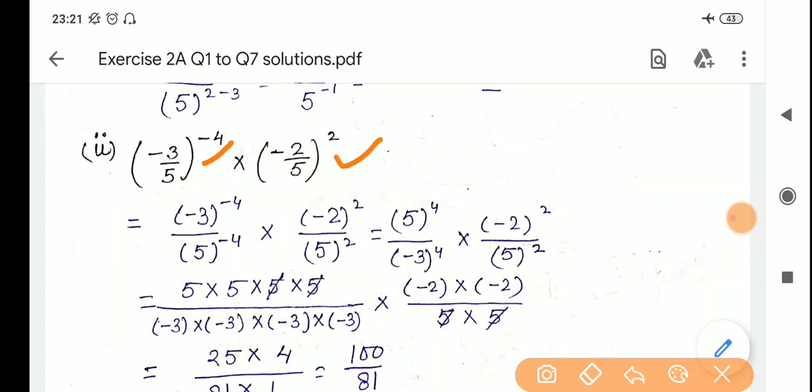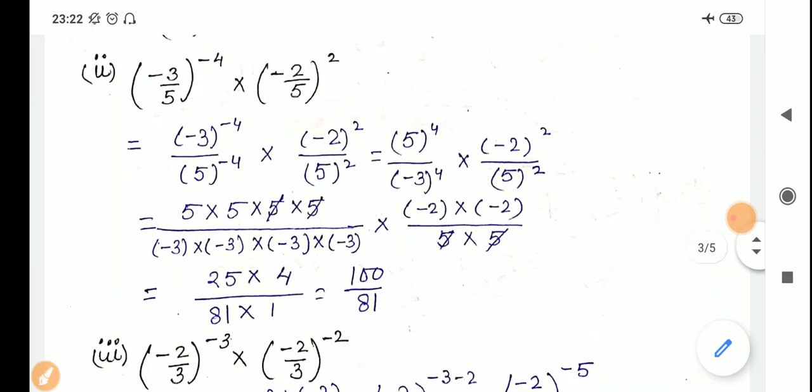Correct? So what we will do, we will just open the question. (-3/5)^-4 multiplied by (-2/5)^2. Here we have taken the reciprocal of (5/-3)^4 to make the power positive, multiplied by (-2/5)^2.